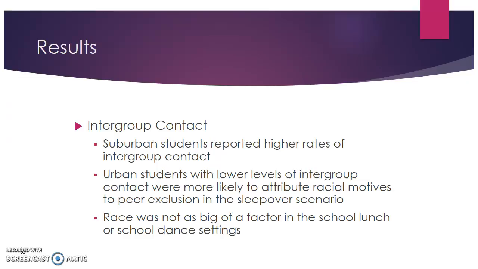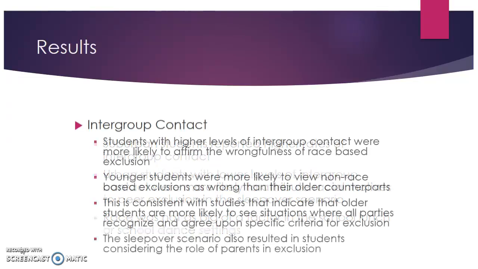What they found was that suburban students reported higher rates of intergroup contact. Urban students with lower levels of intergroup contact were actually more likely to attribute a racial motive to peer exclusion in the sleepover scenario. Race was not necessarily as big of a factor in the school lunch or the school dance settings. Students with higher levels of intergroup contact were also more likely to affirm that race-based exclusion is wrong. Younger students were more likely to view non-race-based exclusions as wrong than their older counterparts, which is consistent with studies indicating that older students are more likely to see situations where all parties recognize and have agreed upon specific criteria for exclusion.